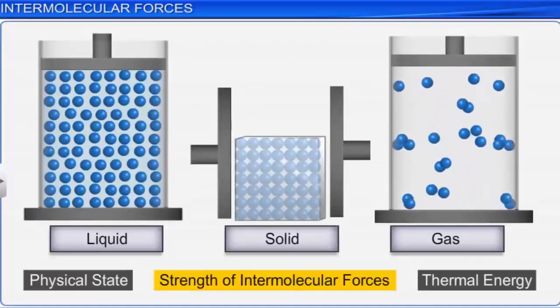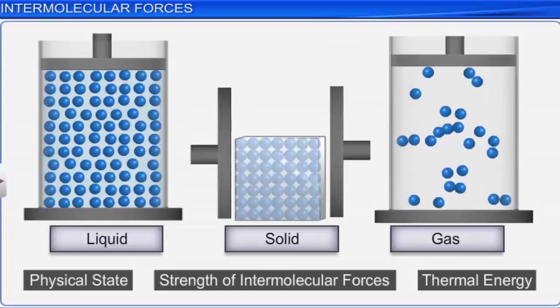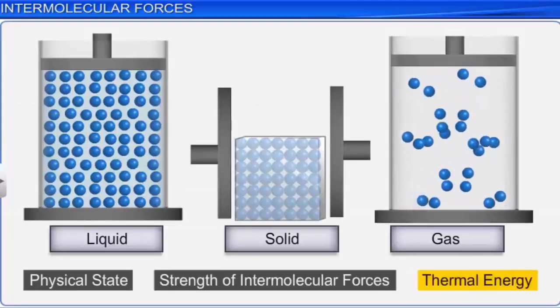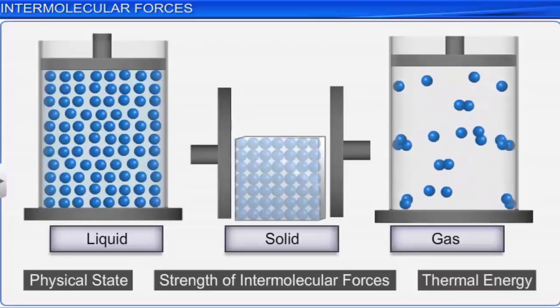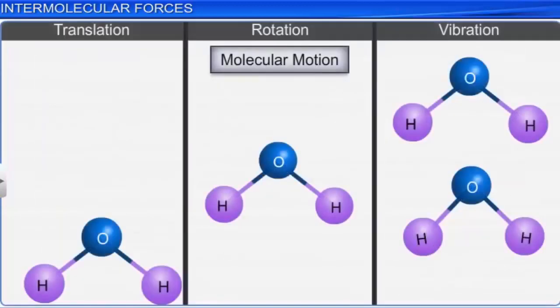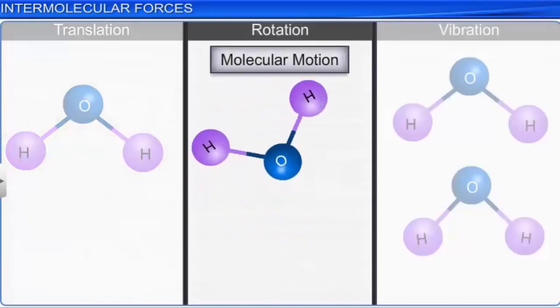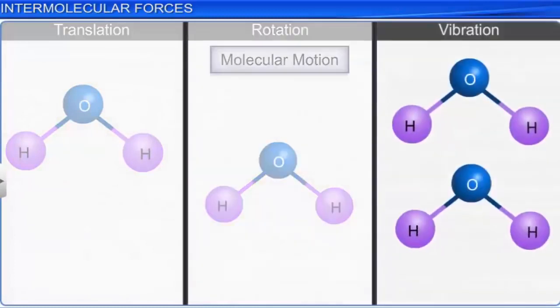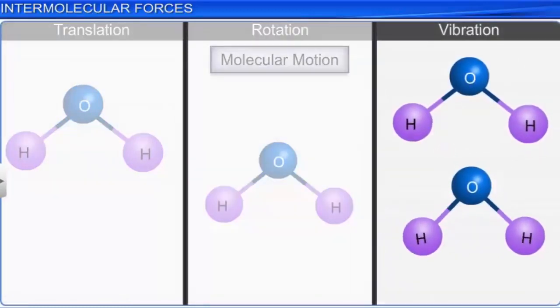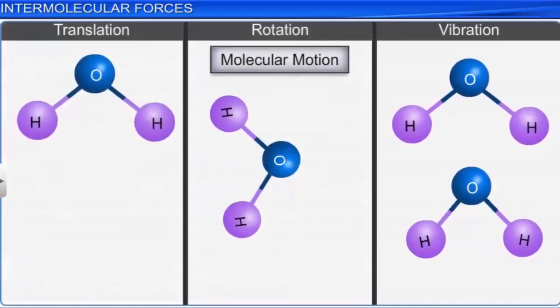The energy of a body arising from the translational, rotational, or vibrational motion of its atoms or molecules is called the thermal energy. It is the measure of the average kinetic energy of the constituents of the matter and is directly proportional to temperature of the substance.